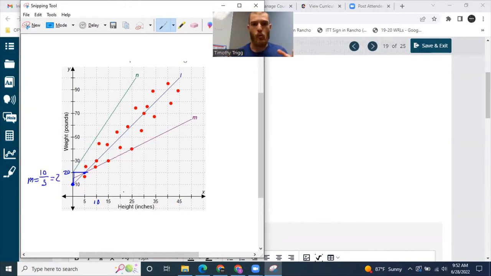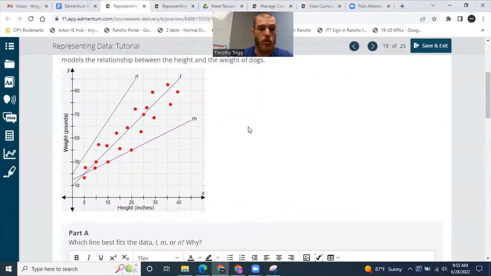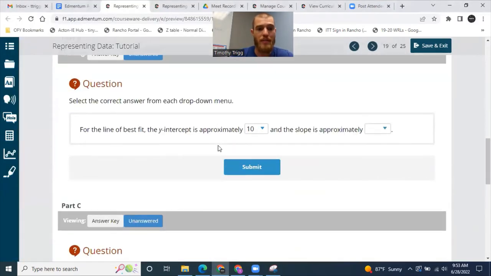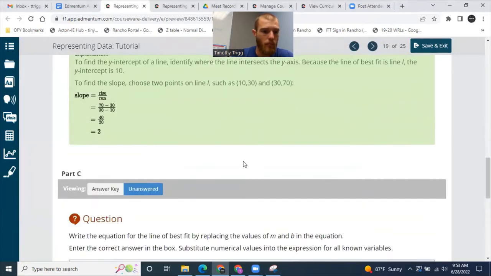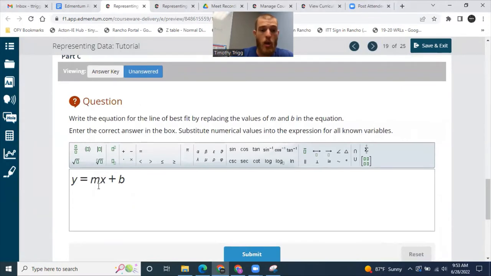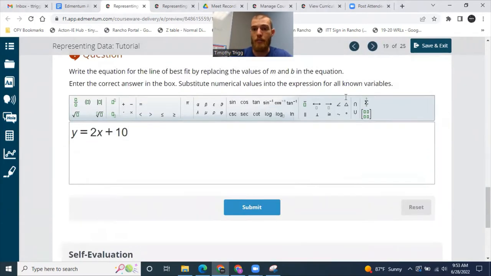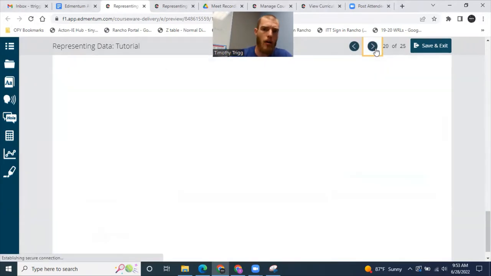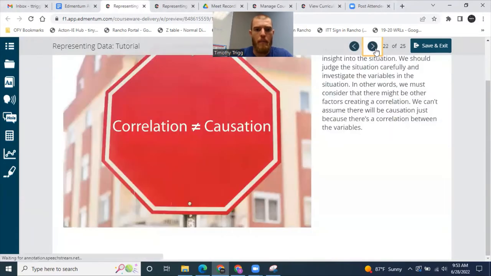You want to be sure to look at the scale of both the x and y axis to make sure you're calculating the rise and run correctly. So in this case, we have a slope of 2. And again, it'll be positive 2 because it's a positive correlation. So now we can write the equation. We know our M, our slope. What's our slope? Well, it was 2. And our y-intercept, our B, is 10. And you're done. Okay, let's go ahead and move along once you got that.